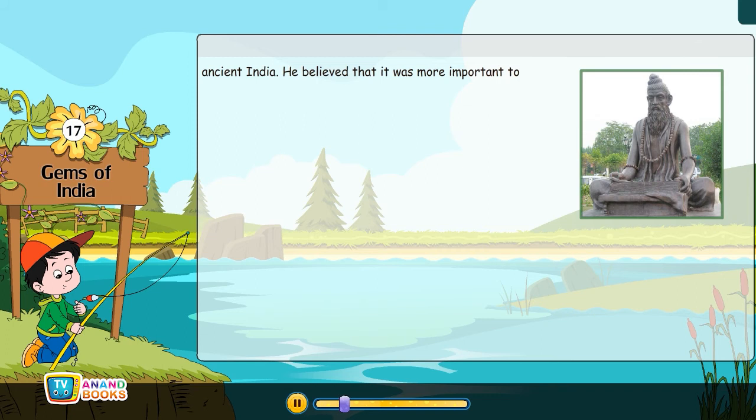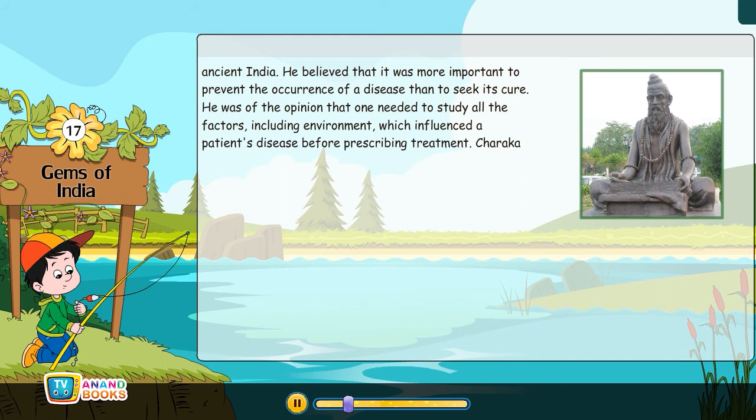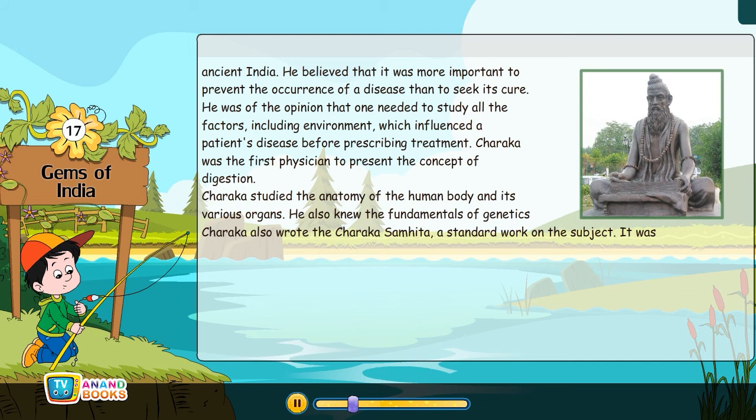He believed that it was more important to prevent the occurrence of a disease than to seek its cure. He was of the opinion that one needed to study all the factors, including environment, which influenced a patient's disease before prescribing treatment. Charaka was the first physician to present the concept of digestion. Charaka studied the anatomy of the human body and its various organs. He also knew the fundamentals of genetics. Charaka also wrote the Charak Samhita, a standard work on the subject. It was translated into many foreign languages, including Arabic and Latin.